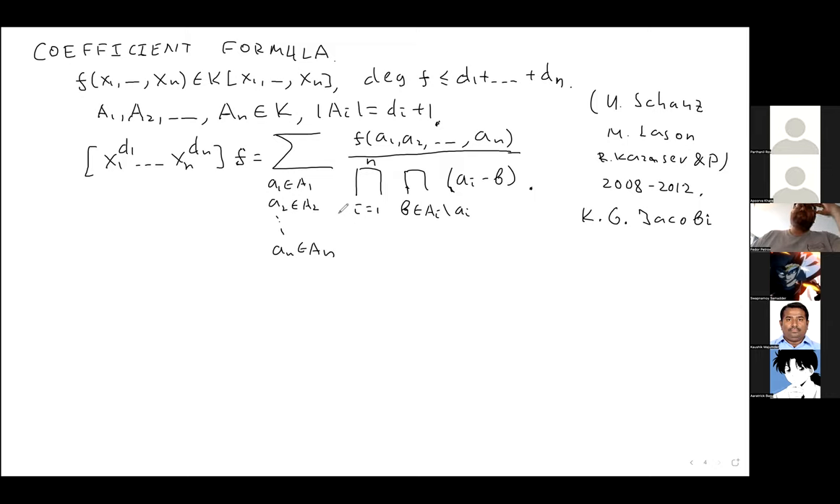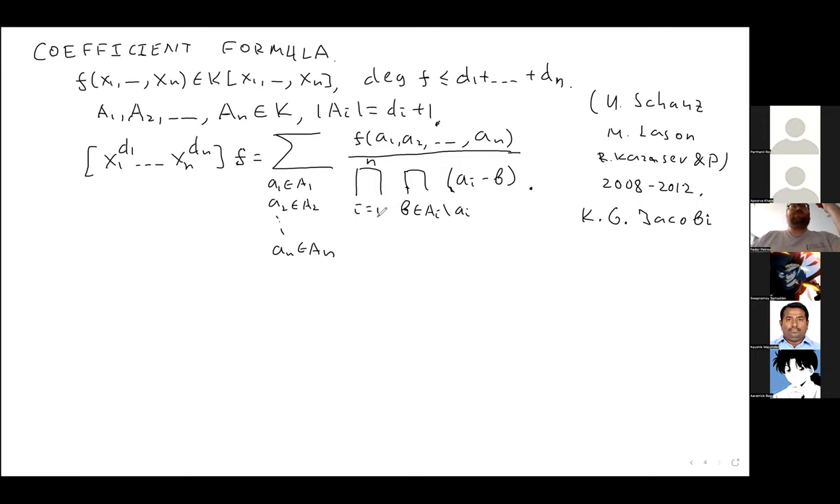Okay. And how do we use this formula for finding the coefficient? We choose clever sets Ai, so that this sum in the right-hand side is something which we may deal with. Usually we may deal with it because many summands are equal to zero.